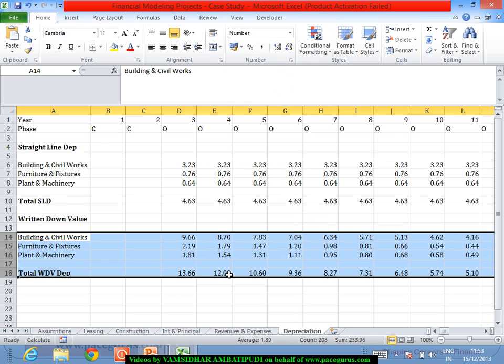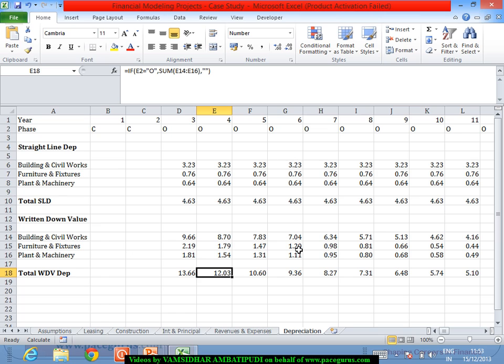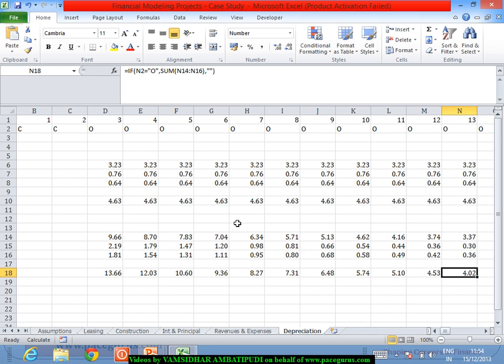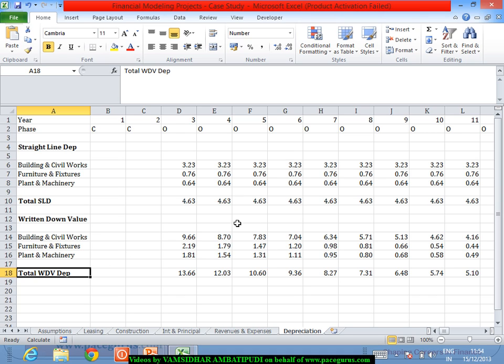So this is the total written down value based depreciation, and what you could see very clearly is that in the initial few years the straight line depreciation is much lesser than the written down value depreciation. Probably in the 11th or 12th year, you are seeing that the written down value depreciation is slightly lesser than the straight line, but in the initial few years the straight line depreciation is much lesser than the written down value depreciation. That is what will create a scenario of tax advantage.